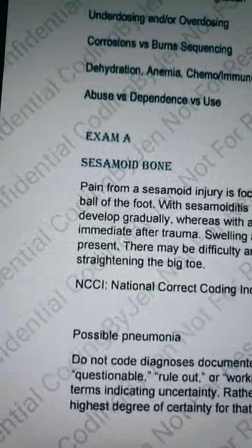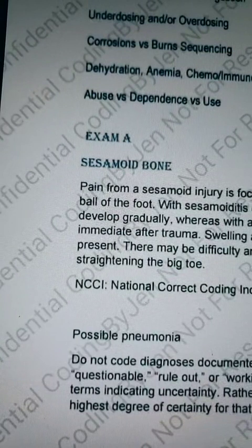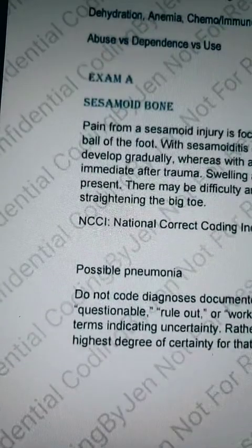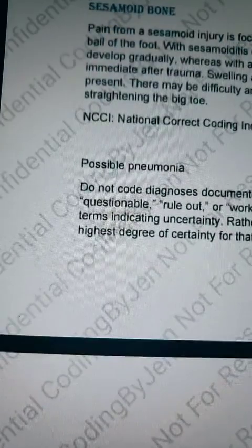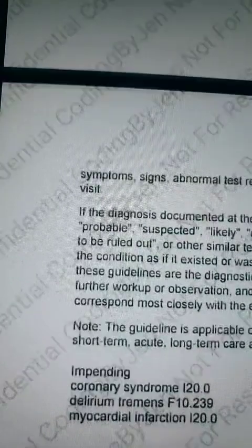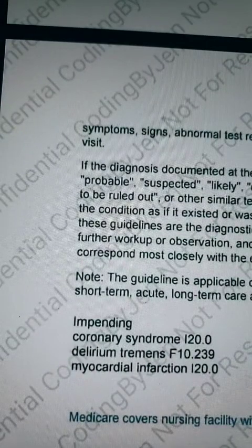So if you don't know what the sesamoid bone is, be sure and learn about that, where it's at, and that will be the biggest benefit. So you'll be able to pick out the correct answer right away. Be sure you know what the abbreviation NCCI means, how to code possible pneumonias. I have some examples here.